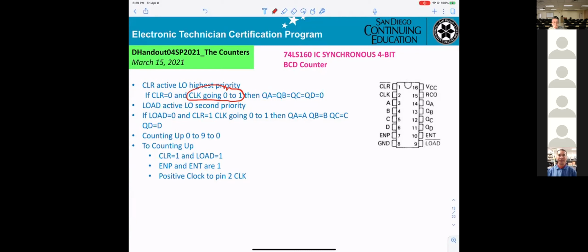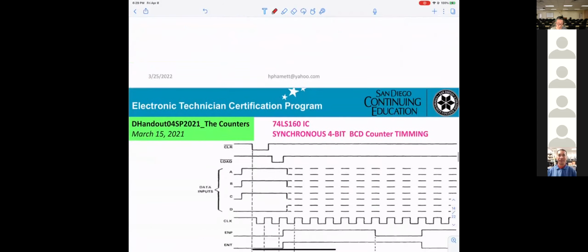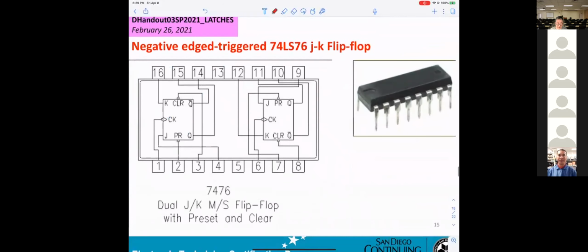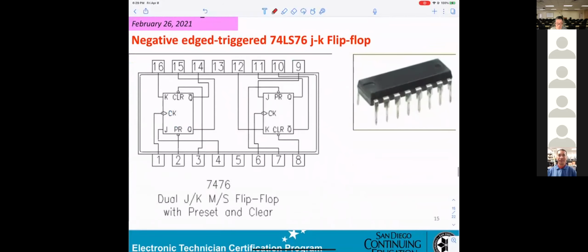Okay, so any question on 24,160? This is a timing. This one we already did for the JK flip-flop. Only make sure you understand.